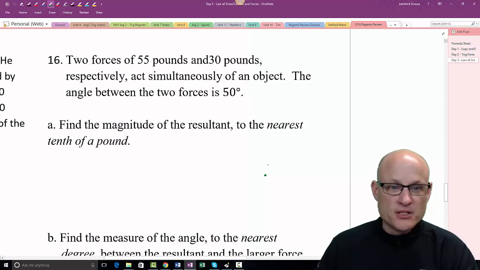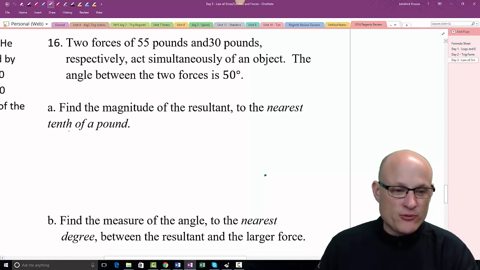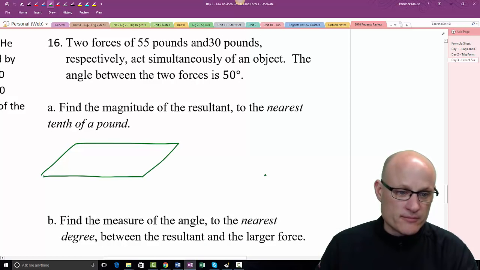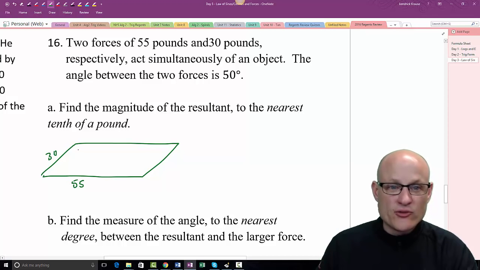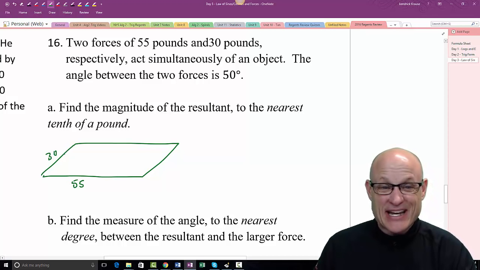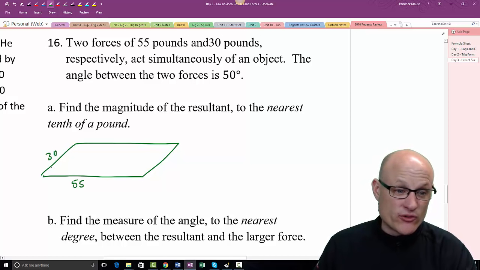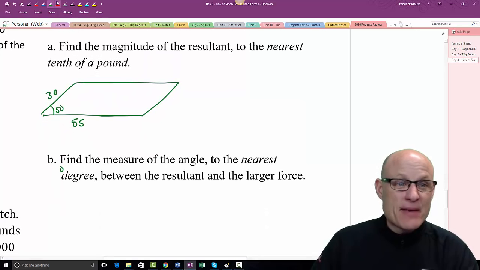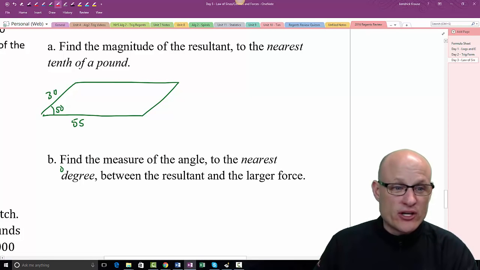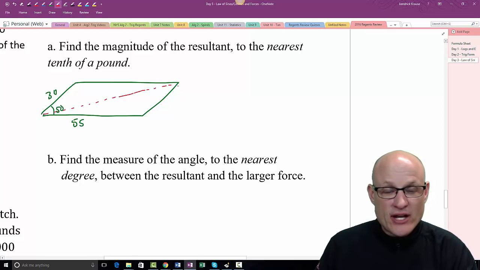This is a biggie one, though. Two forces of 30 and 55 pounds act simultaneously on an object. The angle between the 2 forces is 50 degrees. Find the magnitude of the resultant to the nearest tenth of a pound. So there's the resultant. So now we're going to transfer.